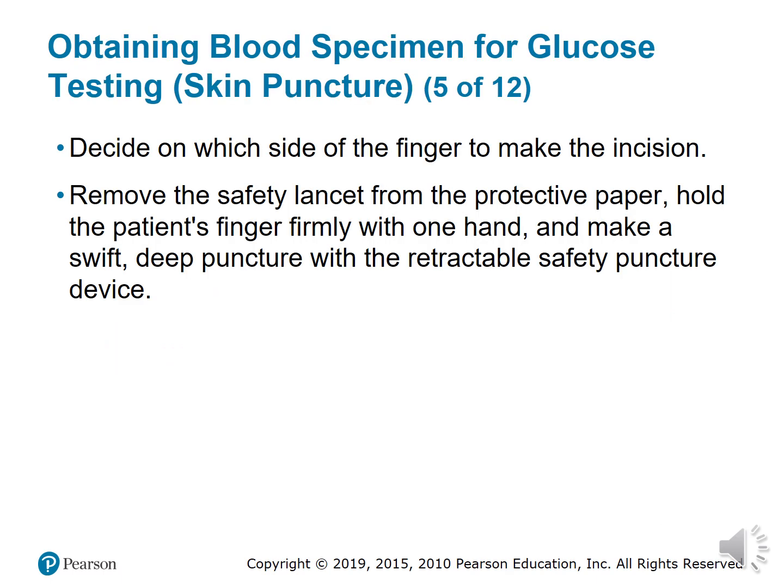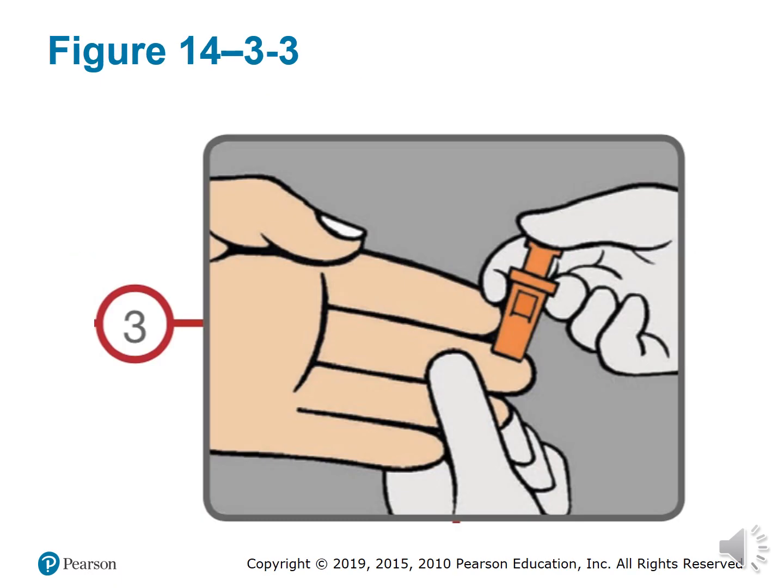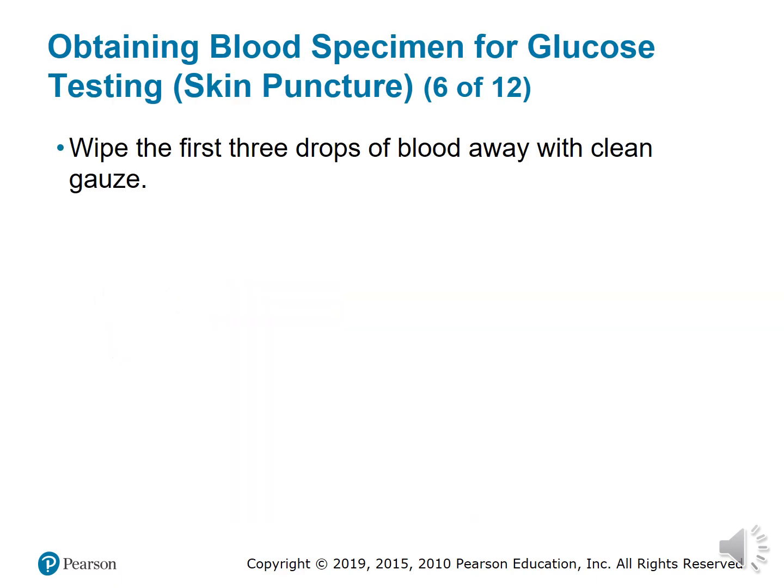Decide on which side of the finger you want to make the incision, either the left side or the right side. Remove the safety lancet from the protective paper. Hold the patient's finger firmly in one hand and make a swift, deep puncture with the retractable safety puncture device. So that's figure 14.33. Press the lancet, and you'll hear a little click. That means the needle has retracted back in and you have your incision.